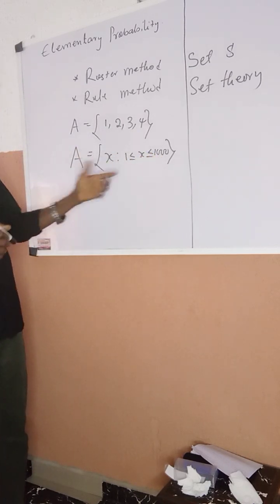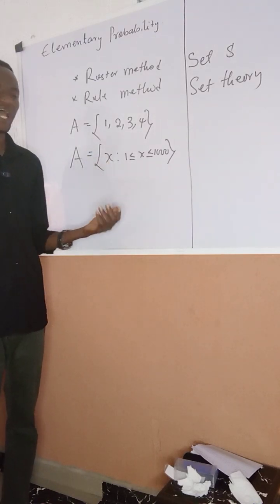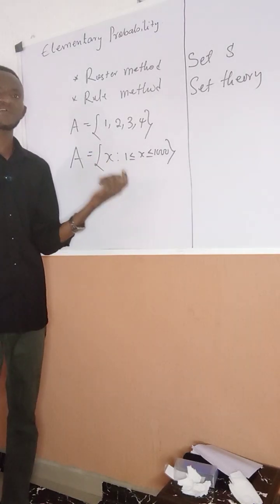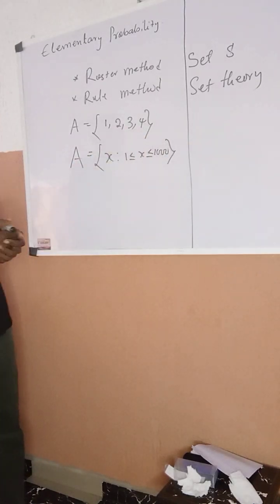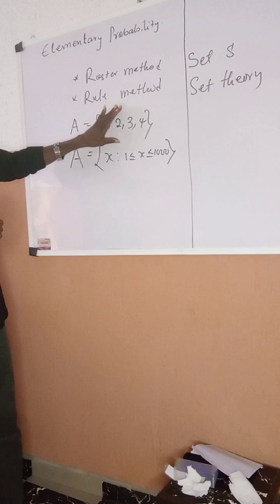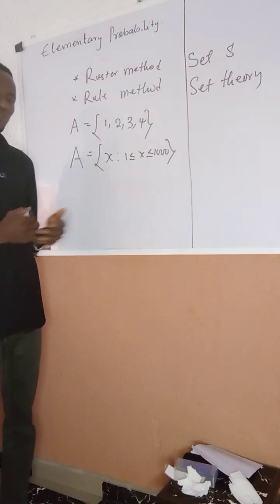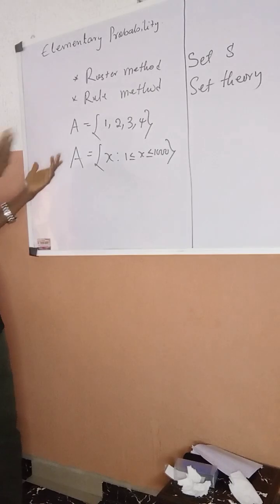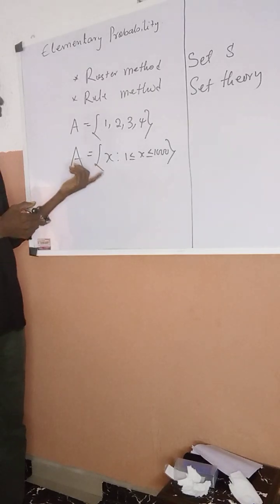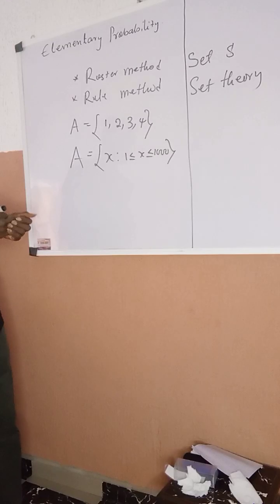So the moment we are given the information that this X is a positive integer that behaves in this manner, we must have communicated to whoever is looking at this set A. So while the first is a roster method, this is what we call a rule method. And most of the time in the pages of textbooks, sets are represented with the rule method.